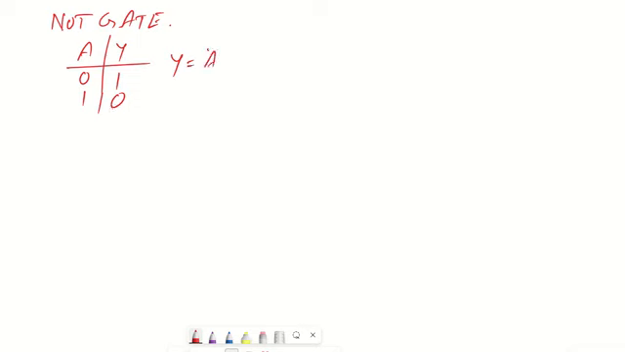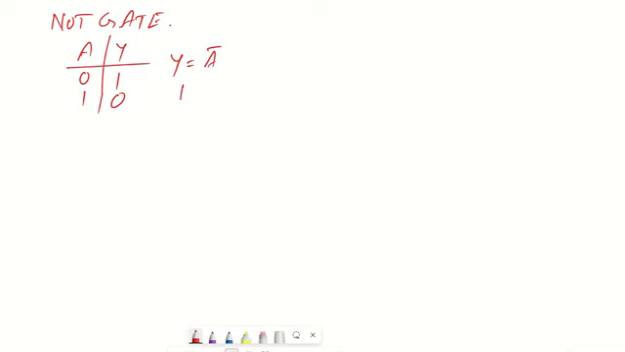So let us see the NOT gate. Suppose we have input A and output Y. A can take the values 0 and 1, and since it is a NOT gate, if it is 0, NOT means output will be 1. If it is 1, NOT means output will be 0. Just the opposite of that. It means Y is equal to A bar. So when A is 0, Y will be A bar, that is 1.